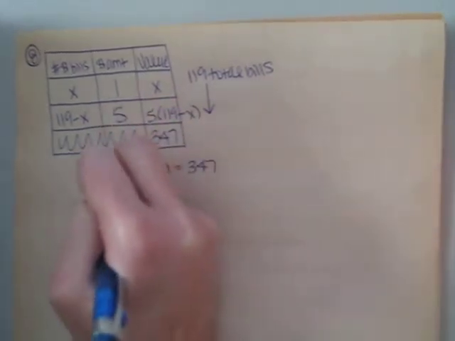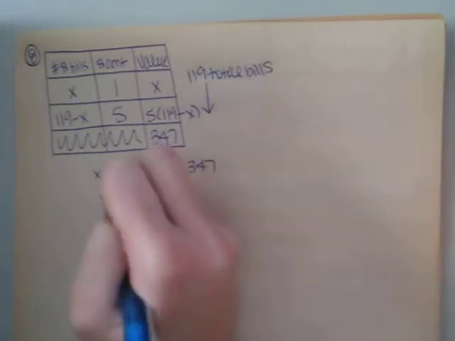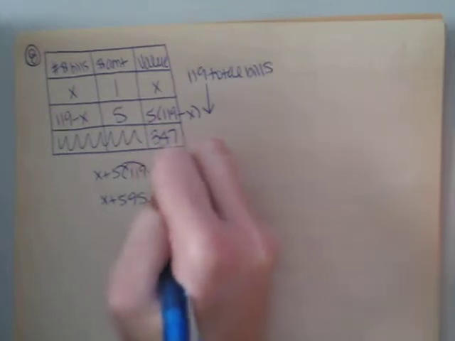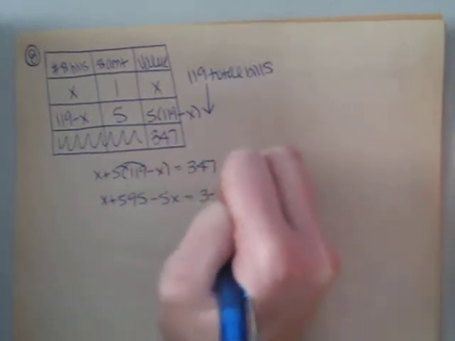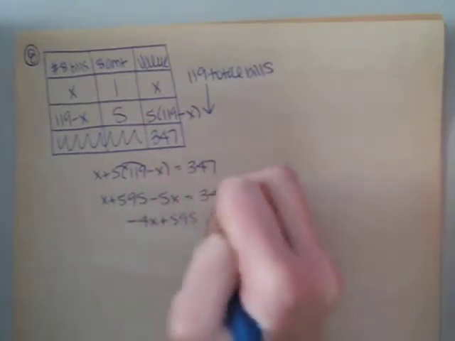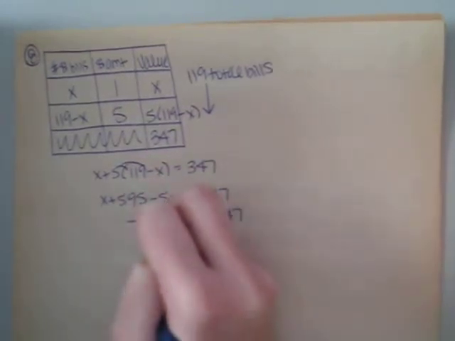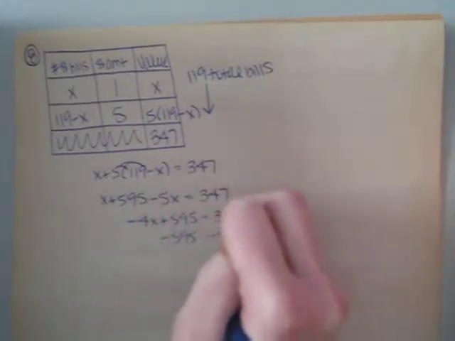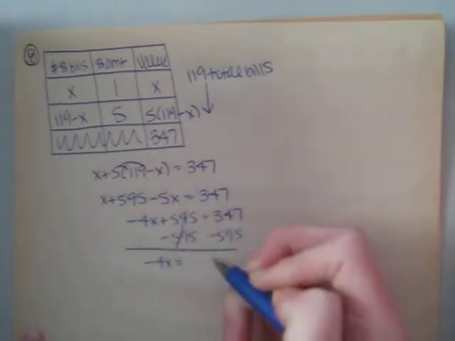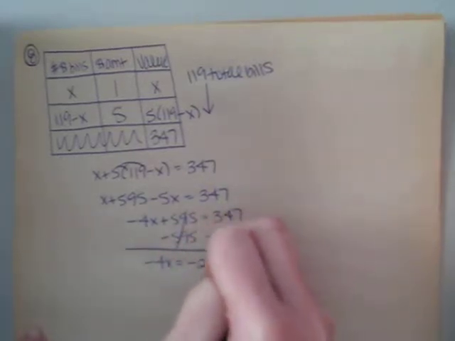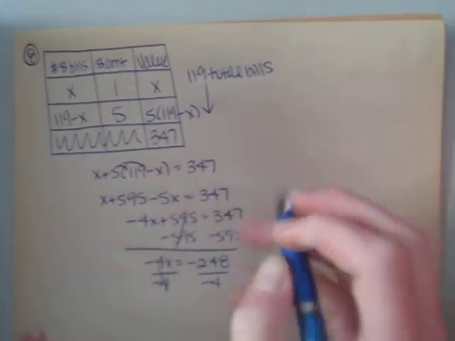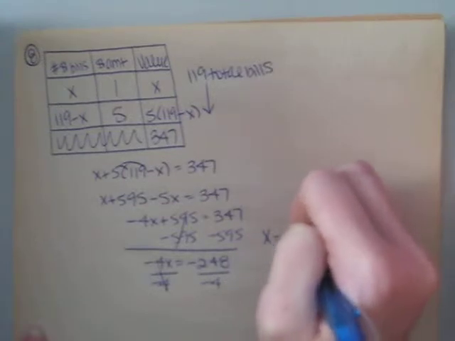Distribute. 5 times 119, I type it in my calculator, I get 595. 5 times negative X is negative 5X. Combine like terms. Subtract 595 on both sides. Negative 4x equals negative 248. Divide by negative 4 on both sides. I get x equals 62.